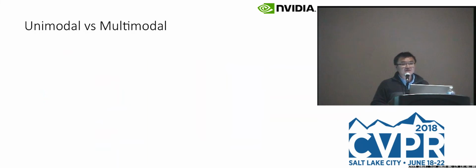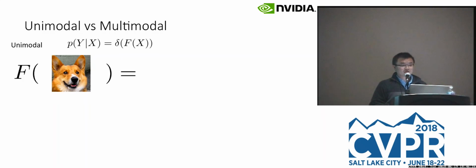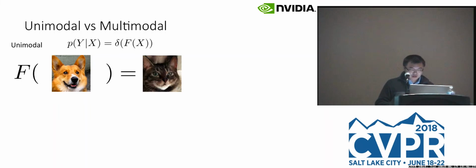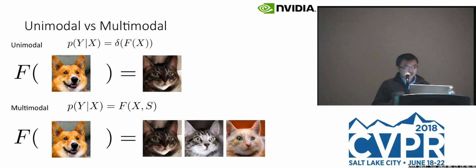In terms of the mapping function, we can also divide image-to-image translation into unimodal and multimodal. For the unimodal setting, you actually model the conditional distribution as a delta function. For every input image, you only have one output image. Given a dog, you output a cat. In the multimodal setting, you model the conditional distribution as a non-degenerate distribution. For an input dog image, you can generate a variety of output cat images.